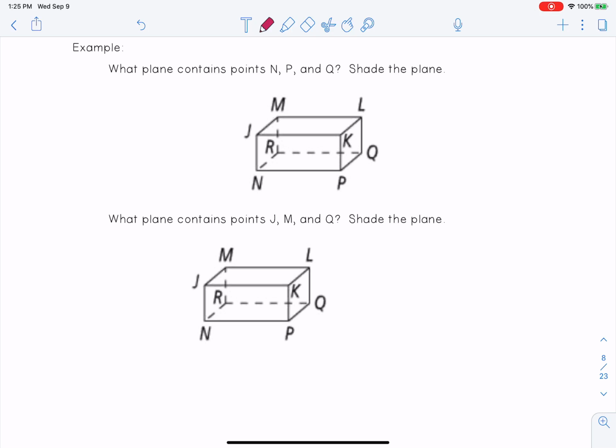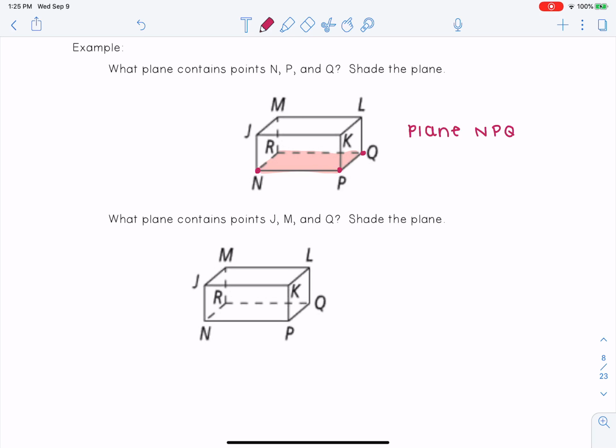Our next question says, what plane contains points N, P, and Q? So let's look. Well, it's the bottom one. So we could just name it plane NPQ.